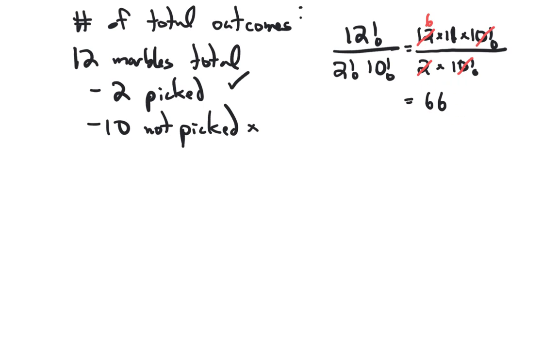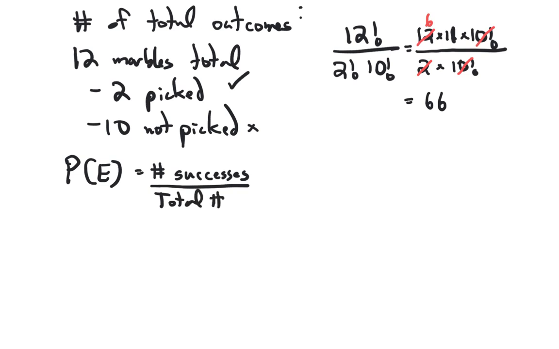So remember, the probability of any event, let's call the event E, if you're dealing with situations where each outcome is equally likely, is the number of successes, so the number of things satisfying your event, over the total number. And we already know in this situation, the total number of outcomes is going to be 66. And then for each different event, we're going to have to calculate the number of successes there. But we are indeed well on our way.